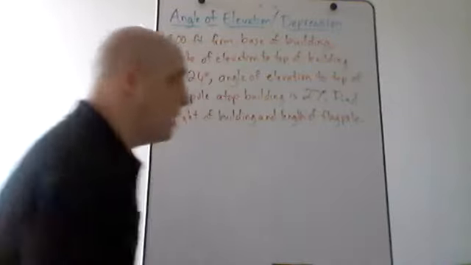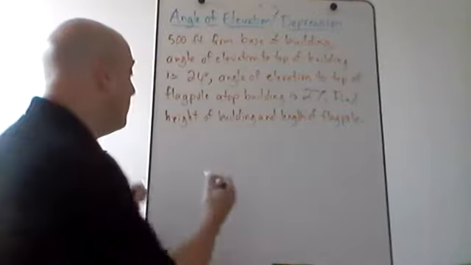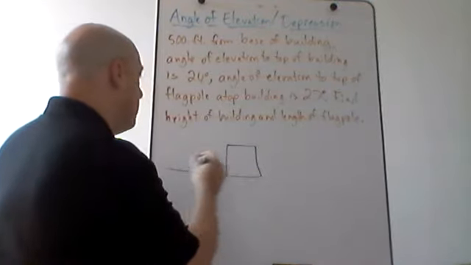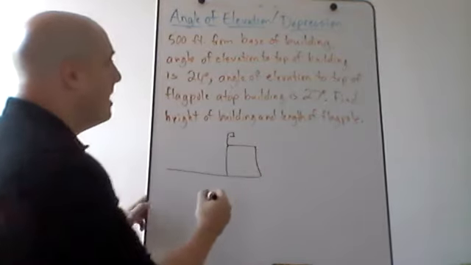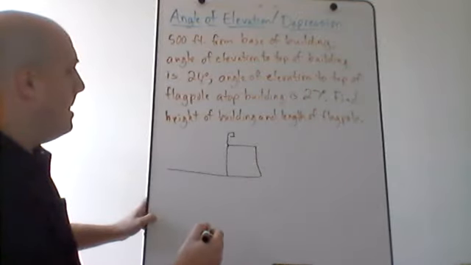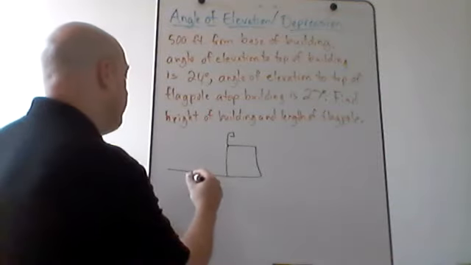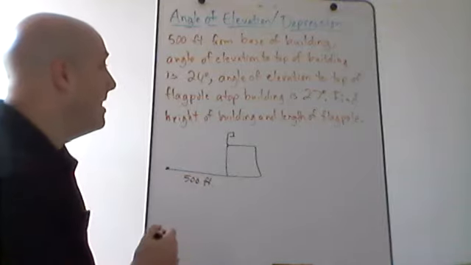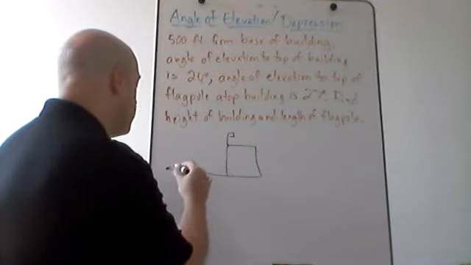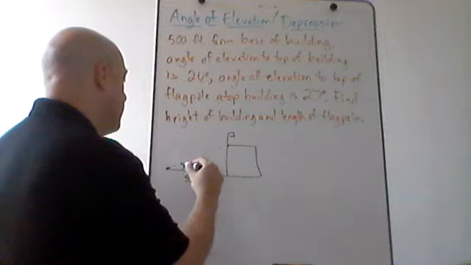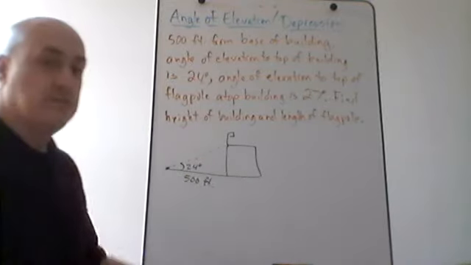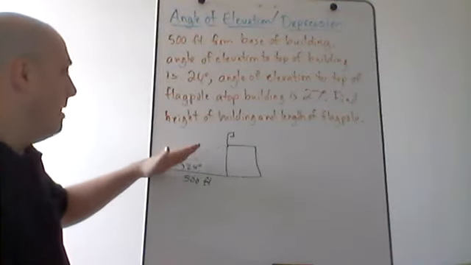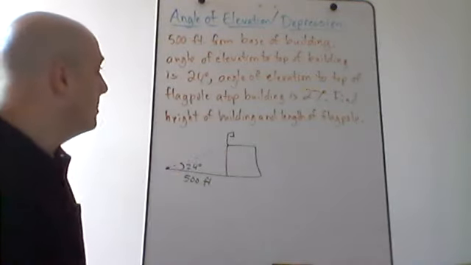Alright, so the first thing when you're doing a problem like this, it's a really good idea to draw a picture of it. So we've got a building. We have a flagpole on top of the building. And we are 500 feet from the base of the building where we're doing these observations. So wherever we are, 500 feet away, the angle of elevation to the top of the building is 24 degrees. Remember, angle of elevation is from the horizontal up to the object that you're looking at. So from the horizontal up to the top of the building is an angle of 24 degrees.